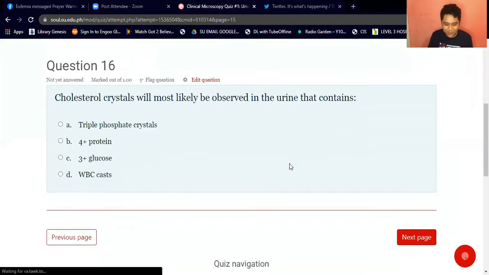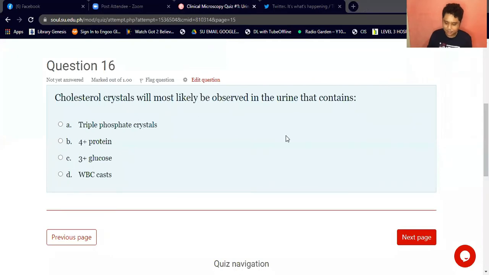Okay. Next, cholesterol crystals. Cholesterol crystals will most likely be observed in urine that contains letter A, triple phosphate, B, 4 plus protein, C, 3 plus glucose, and letter D, WBC casts. 4 plus protein. So with 4 plus protein, what are you expecting?